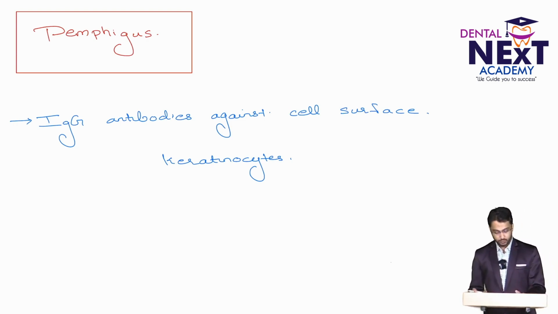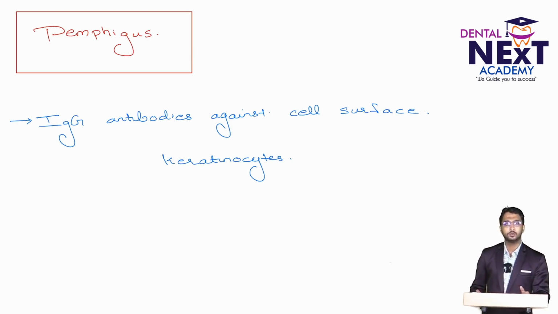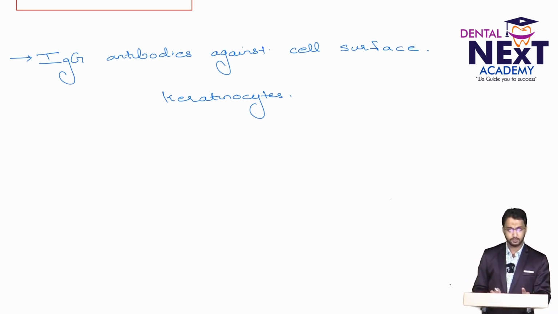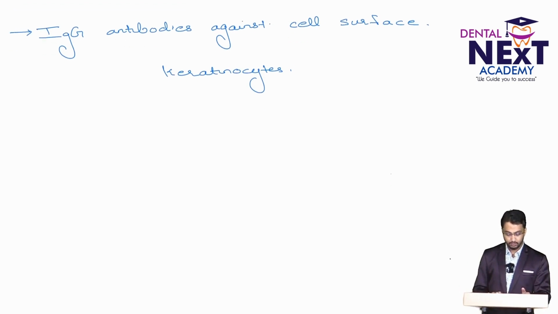No. So IgG antibodies against cell surface keratinocytes. We studied it in periodontics, isn't it? Keratinocytes are a type of epithelial cell which produces keratin. So definitely, if we study it in perio, there will be oral manifestations of this. And yes, pemphigus very much involves the oral cavity, unlike the other lesions we're going to see, especially pemphigoid, which less commonly involves the oral cavity.